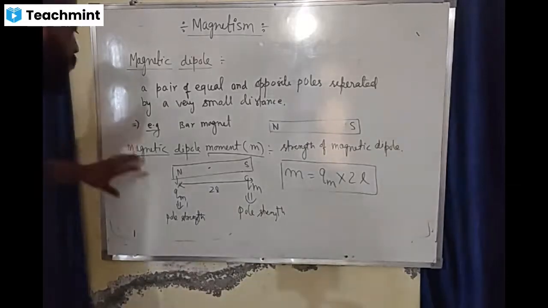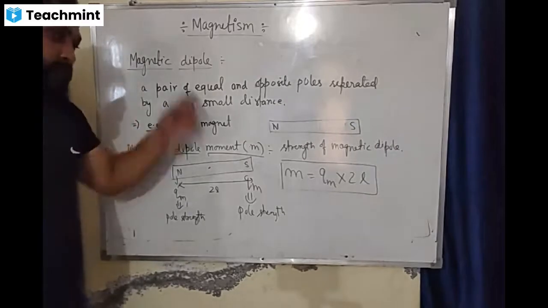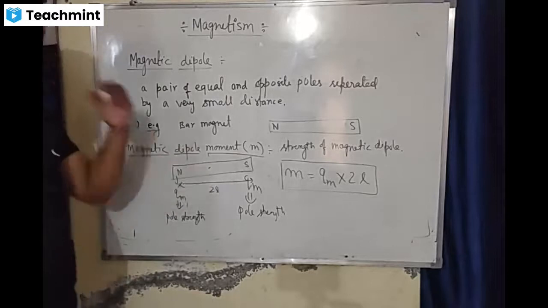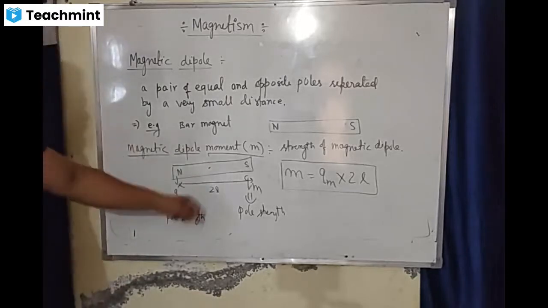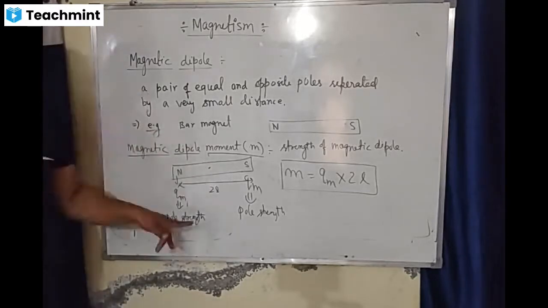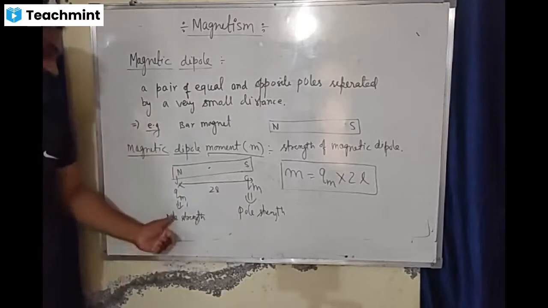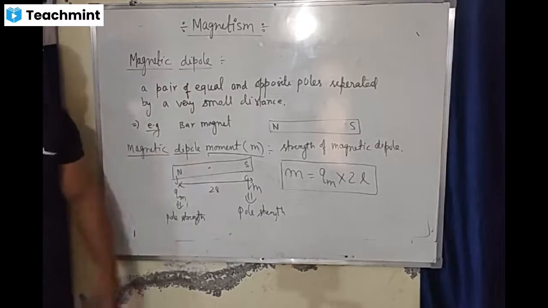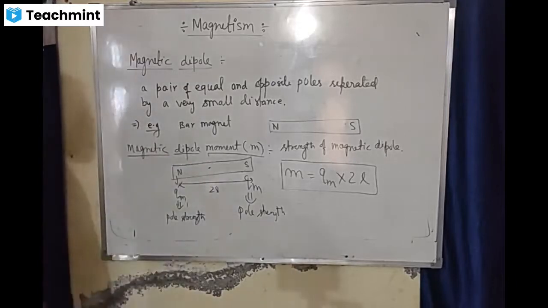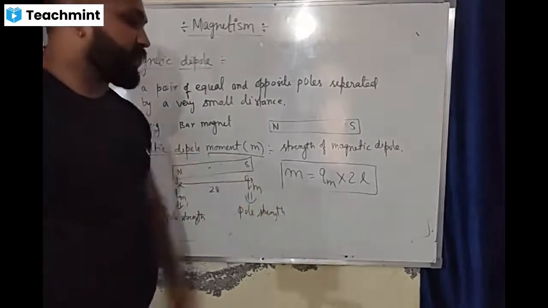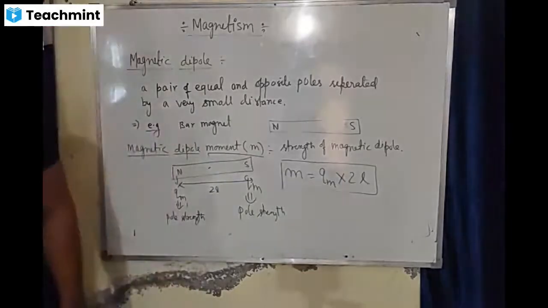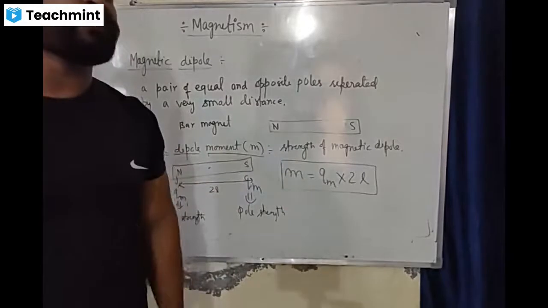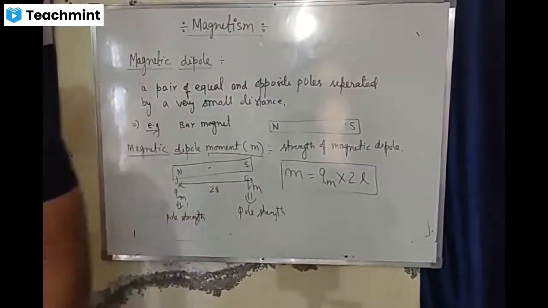Okay. So the dipole moment will tell you the strength of the magnetic dipole, and if we have two poles separated at a very small distance 2L, and each pole has some pole strength Qm, then if you want to find out the value of magnetic dipole moment, it is given by pole strength into the separation. So the product of pole strength and the separation between the two poles is known as magnetic dipole moment.